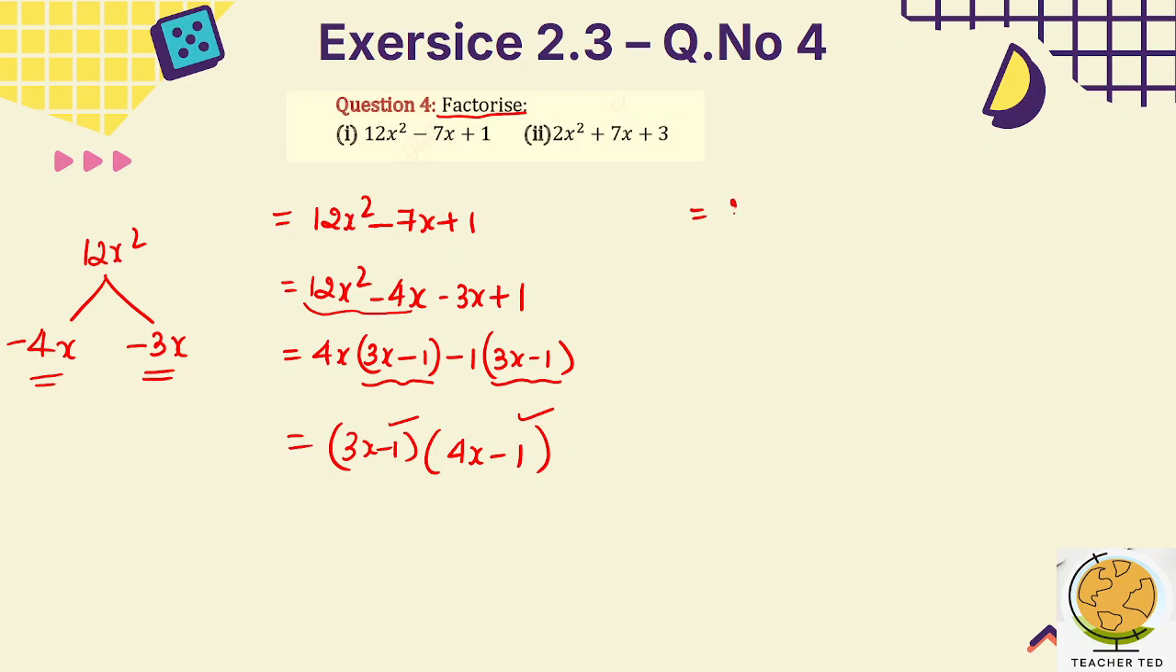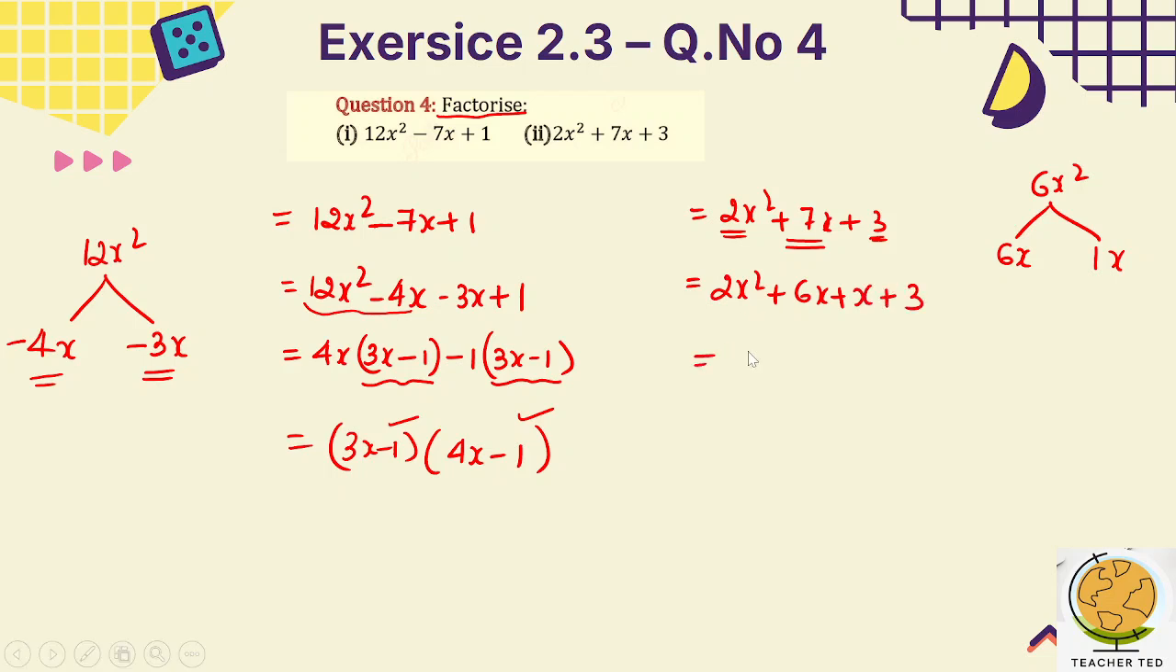Second problem, 2x square plus 7x plus 3. Again, you need to multiply these two: 2x square times 3 is 6x square. So again, go back to the middle term. You need to split the middle term so that if you add the factors, it becomes 7x, and if you multiply the factors, it becomes 6x square. The best suitable factors are 6 and 1, so 6x and 1x. If you add 6x plus 1x, it becomes 7x. 6x into 1x is 6x square. So 2x square plus 6x plus 1x plus 3.